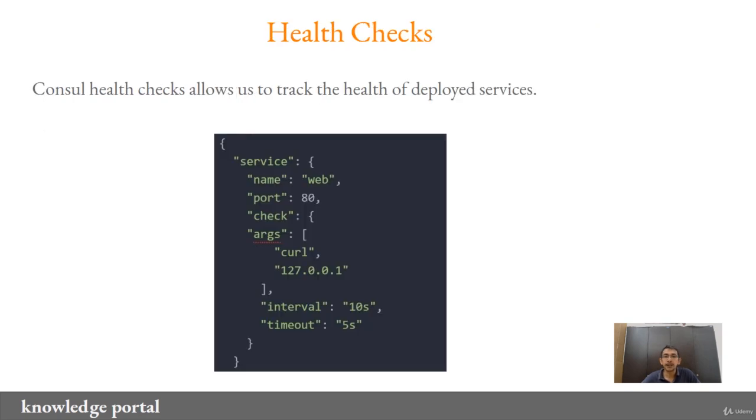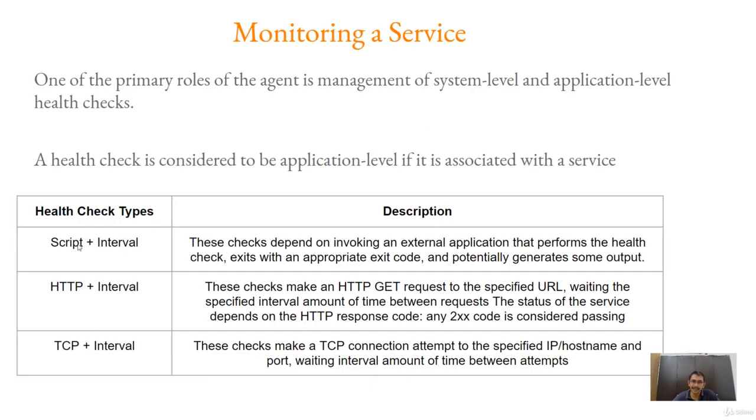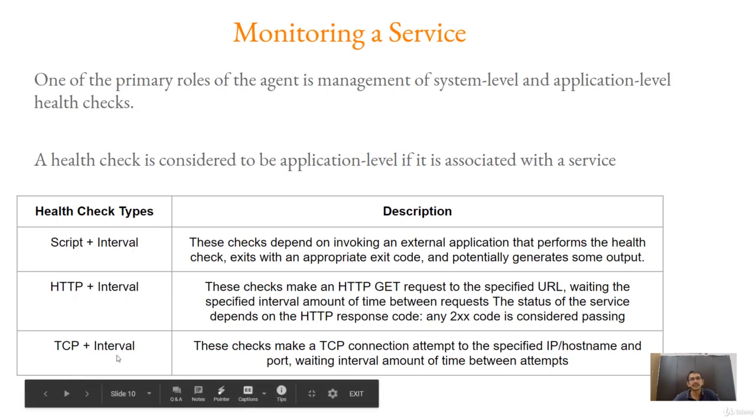The next important pointer is associated with health checks. Consul health checks allow us to track the health of a deployed service. You should know how to create the service definition associated with the health check, and you should also know the various parameters related to health checks. Discussing health checks, do note that there are various types of health checks available. You have a script plus interval, you have an HTTP plus interval, you also have TCP plus interval and others.